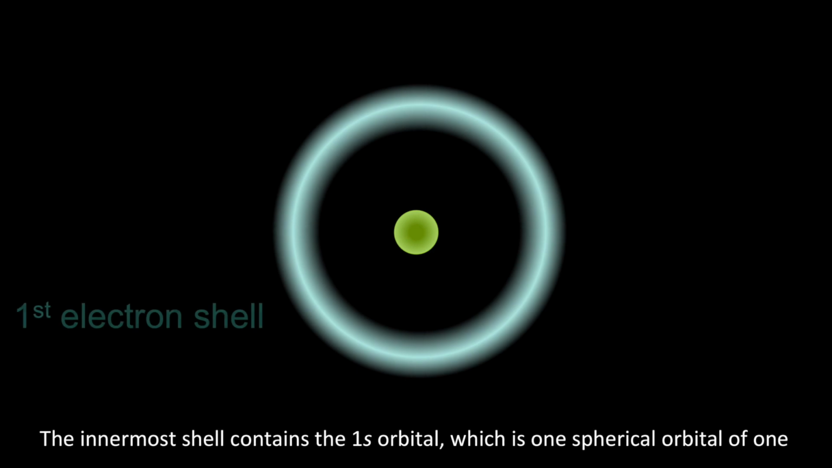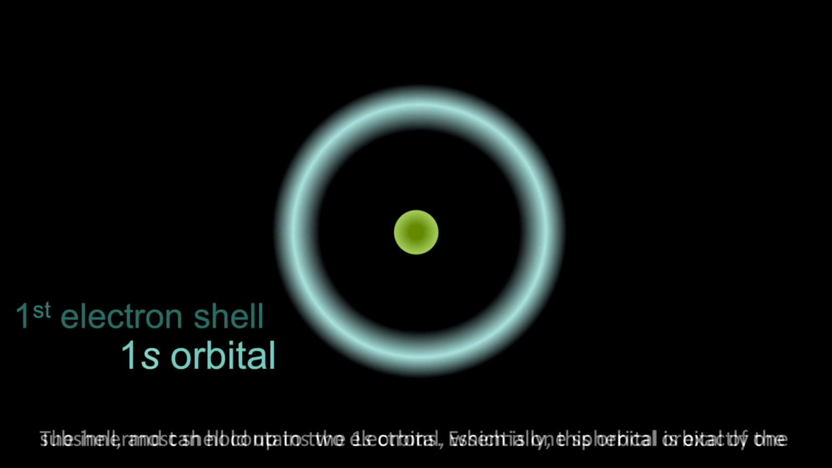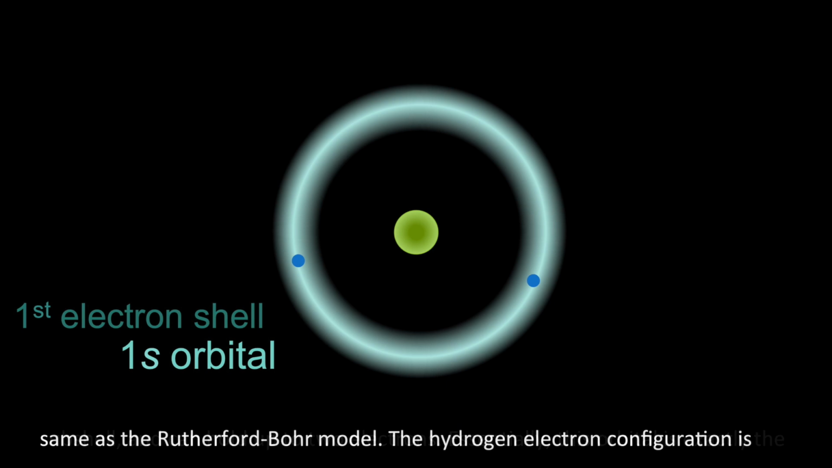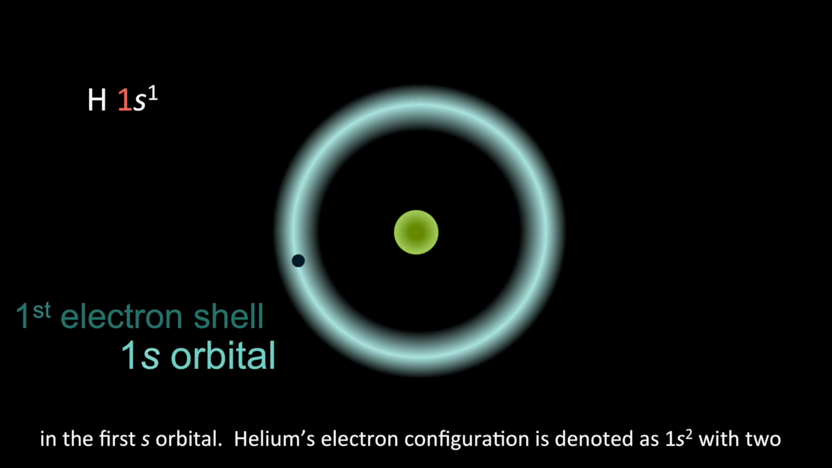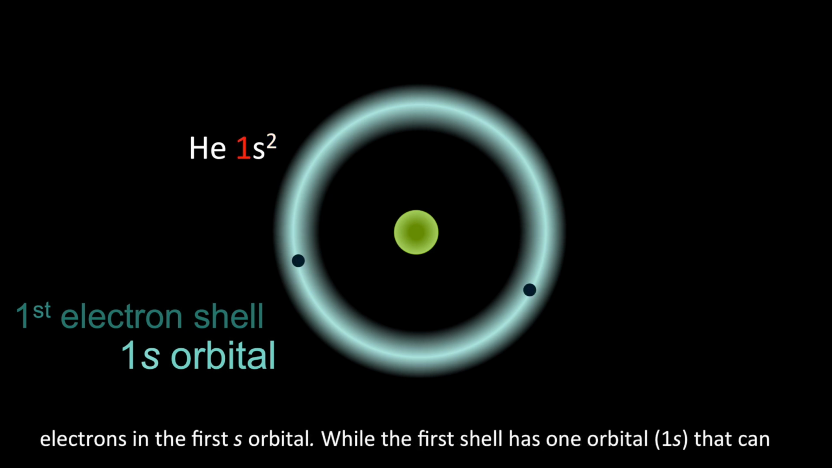The innermost shell contains the 1s orbital, which is one spherical orbital of one subshell and can hold up to 2 electrons. Essentially, this orbital is exactly the same as the Rutherford-Bohr model. The hydrogen electron configuration is denoted as 1s1, meaning the atom has 1 electron, indicated by the superscript, and is in the first s orbital. Helium's electron configuration is denoted as 1s2, with 2 electrons in the first s orbital.